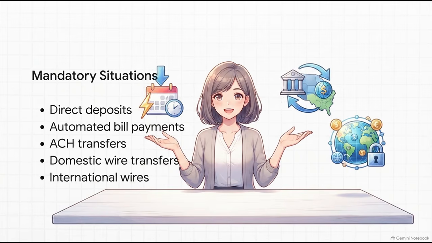You'll actually be asked for this obscure code in a ton of high-stakes mandatory situations. Starting a new job and want direct deposit? Your employer needs it. Automating your gym membership, your utility bills, or paying your mortgage? Yep, you need it. Doing a domestic ACH transfer or wiring money internationally? This code is completely non-negotiable. Whether money is flowing into your account or flowing out, this number is basically the ultimate gatekeeper.